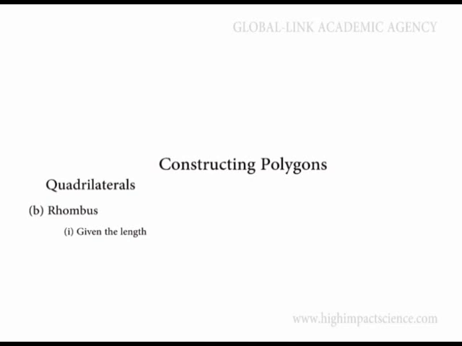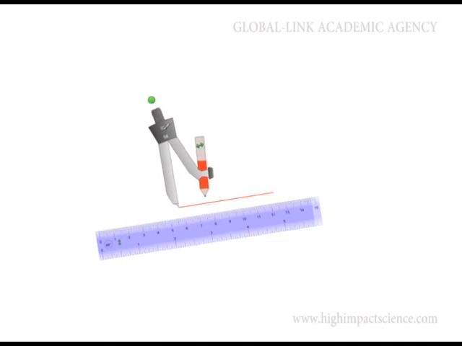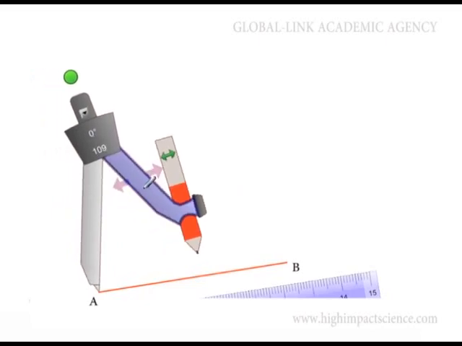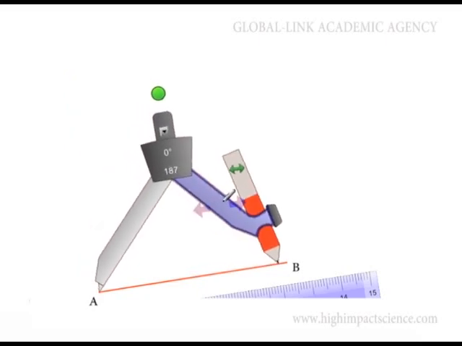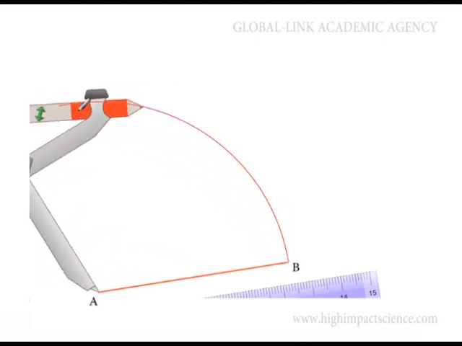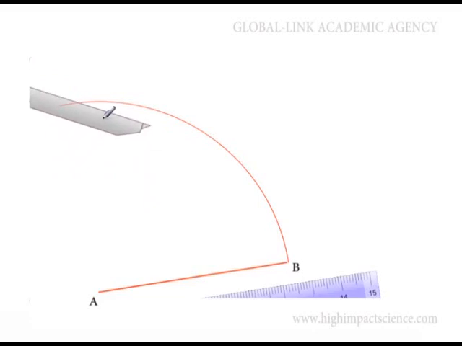Next is a rhombus. We will now construct a rhombus with sides equal to that line. I measure it and it's 6.5 centimeters. So what I do is place the compass on one end of the line. Open it to the same length of the line and then create an arc. We then place the compass at any point on the arc, because any point on the arc is the same distance from point O. It's the radius of the circle.